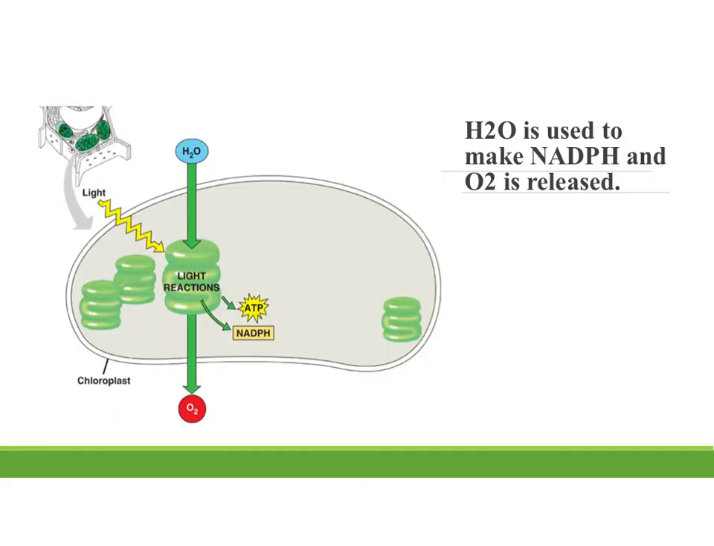Okay, so to sum up, phase one, or the light-dependent reactions, our big idea is water, or H2O, is used to make NADPH, and oxygen is released. And then in addition to the NADPH, remember, ATP is also produced.